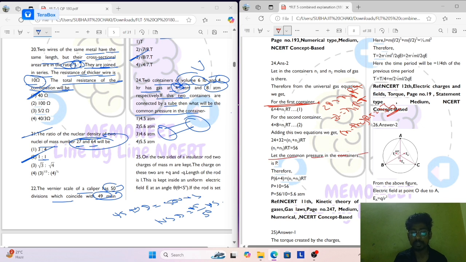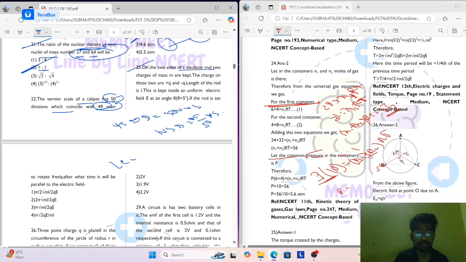Let's take the common pressure as P. So PV equals what? V is 10. This is N1 plus N2 RT. So 10P equals N1 plus N2 into RT, which is already 56. So P will be equal to 56 by 10, meaning 5.6 atm will be our correct answer here.